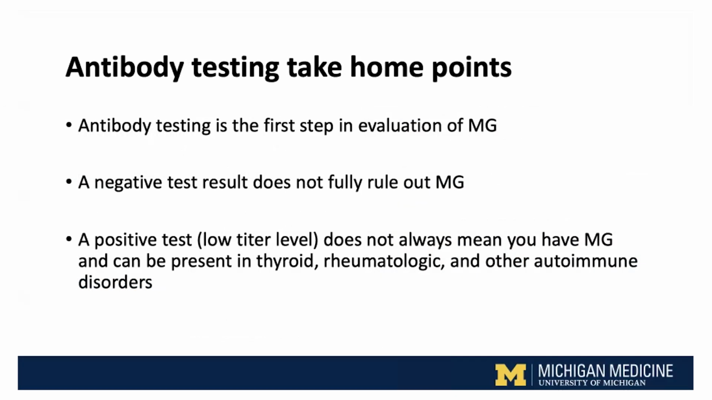As far as antibody testing take-home points, like I mentioned, it's often the first test that's done. A negative test does not completely rule out myasthenia gravis, but also a positive test does not necessarily mean you always have myasthenia gravis. And like I mentioned, the lower the titer, the lower the level of the antibody, the more likely that that's going to be a false positive. We can see that in patients that have thyroid disease, rheumatologic disorders, and also other autoimmune disorders as well.